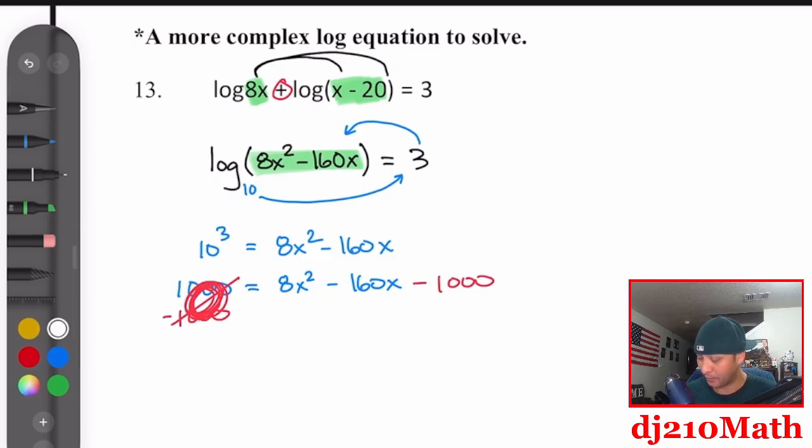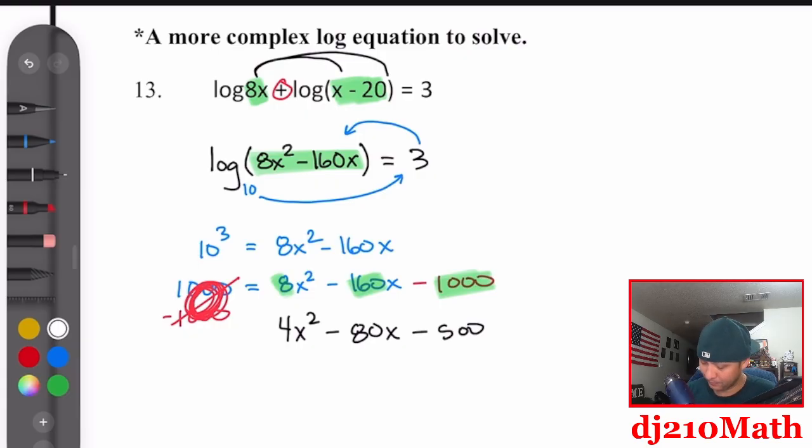So it's a quadratic, so I need to somehow make this smaller. These are all even numbers, so I can divide out a 2. If I divide everything by 2, I get 4x squared minus 80, because I'm dividing it by 2, minus 500.